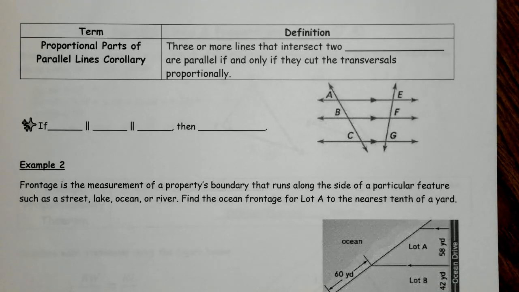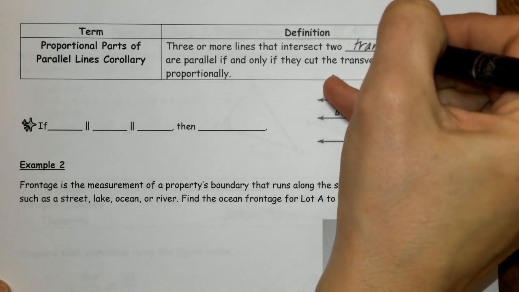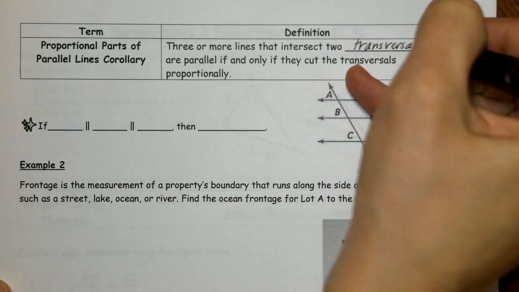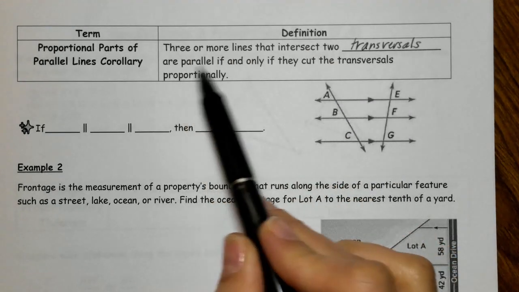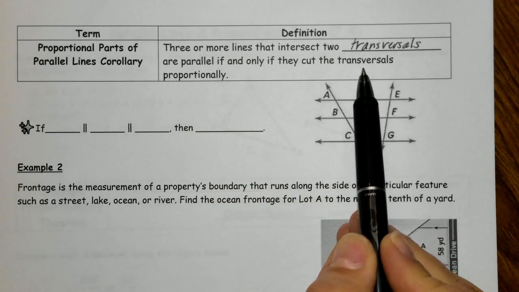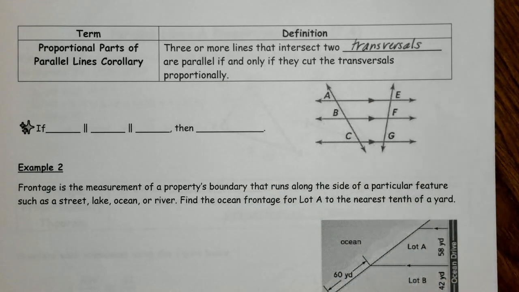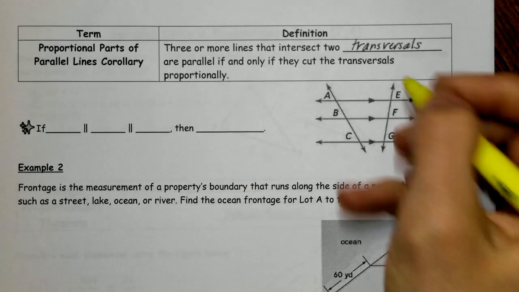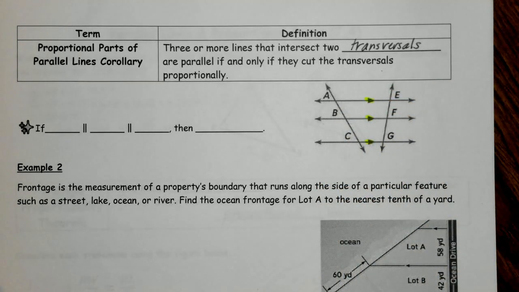All right, this video is going to deal with proportional parts dealing with parallel lines. What the corollary says is that if we have three or more lines that intersect two transversals, they are parallel if and only if they cut the transversals proportionally. So in this diagram, we have these three parallel lines, line AE, BF, and CG.